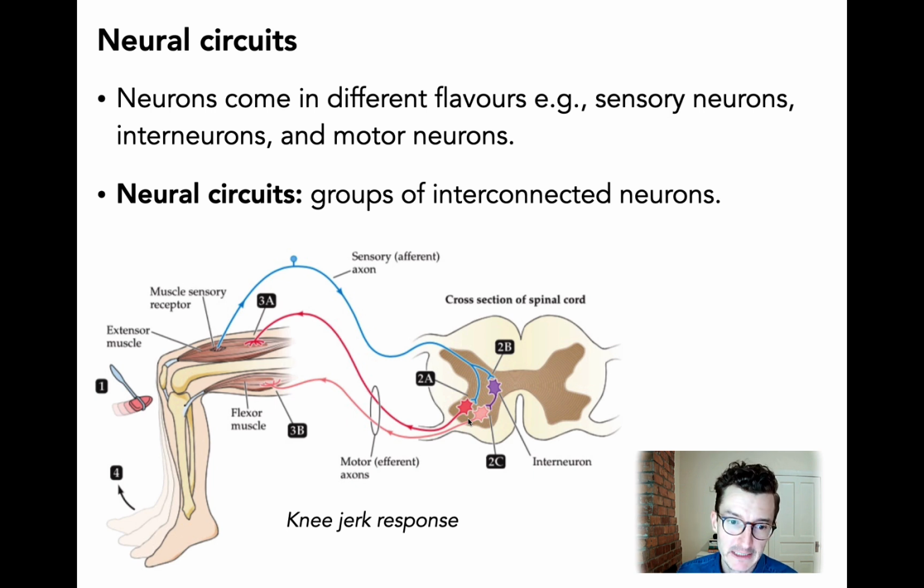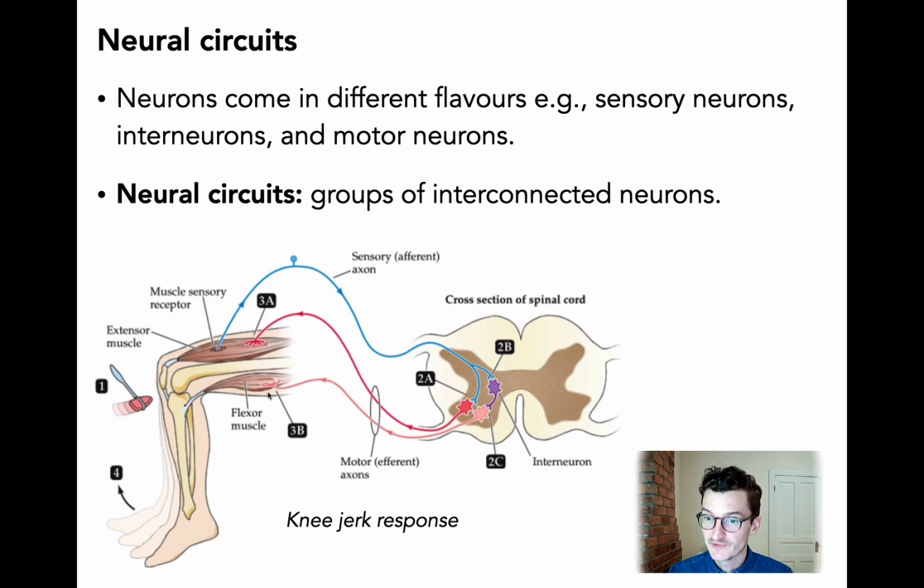And so in this simple neural circuit, what happens is your doctor taps on your tendon here in your leg with a hammer. This triggers firing of the sensory neuron, which synapses with a motor neuron and an interneuron. The motor neuron causes your extensor muscle in your thigh to contract. The interneuron inhibits the activity of another motor neuron, which causes the flexor muscle in your thigh to relax, and so your leg kicks out.